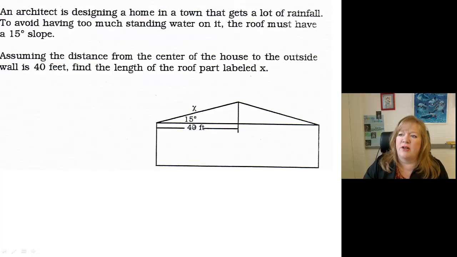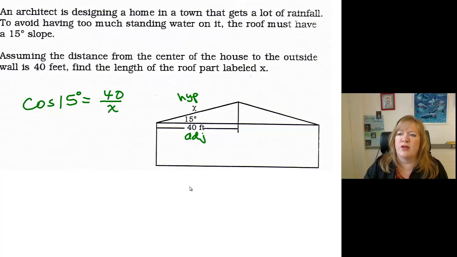So we've got an angle, we're given one side, and we're looking for the other. This one we definitely need our trig. So this is adjacent to the angle, and this is the hypotenuse. Hopefully by now you know the trig ratio that we need is cosine. So cosine of 15 degrees equals 40 over x.